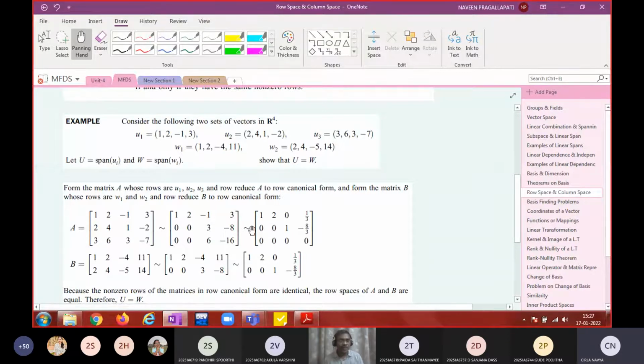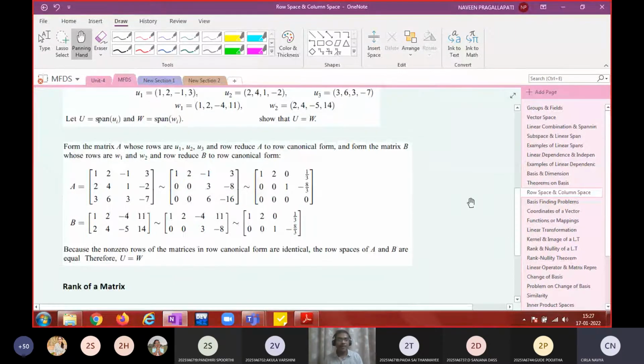Convert this into echelon form. You identify the number of non-zero rows, 2. So what is the rank of the row space? What is the rank of the space generated by these three vectors? 2. The number of non-zero rows in the echelon form of the matrix. So the dimension of the space is, if I say W1 equal to span of U1, U2, U3, what is the dimension of W1?